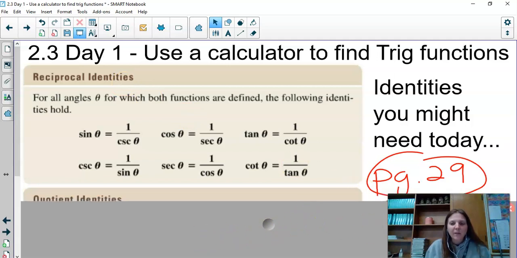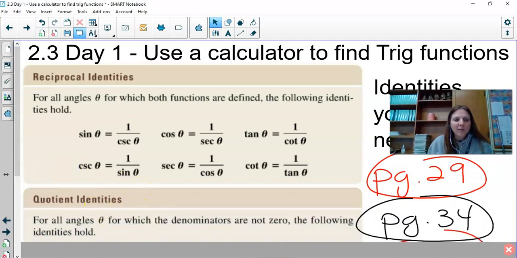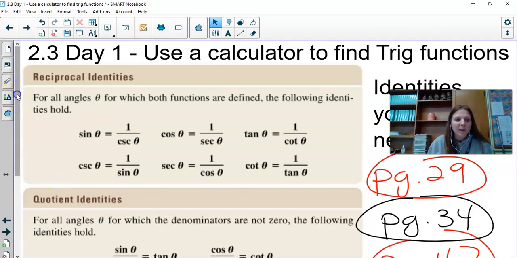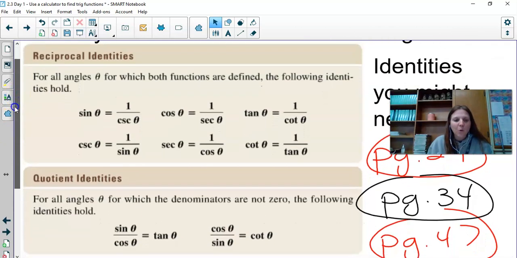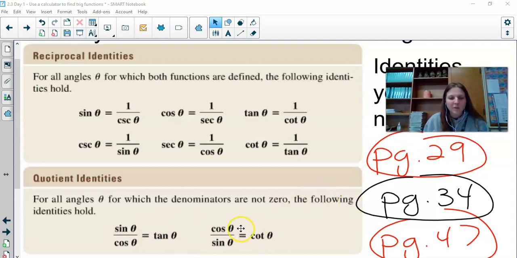The second set of identities are the quotient identities. Although we haven't really looked at those at all this year, you can kind of look at them. They are on page 34. And here's how it works. If you have a sine divided by a cosine, it's the same as a tangent. So you'll be using that to help you solve some calculator questions.